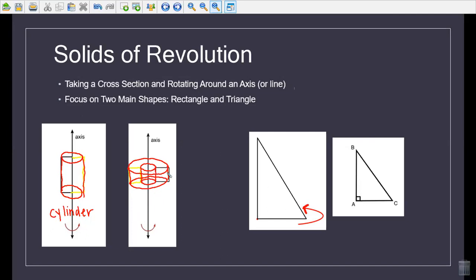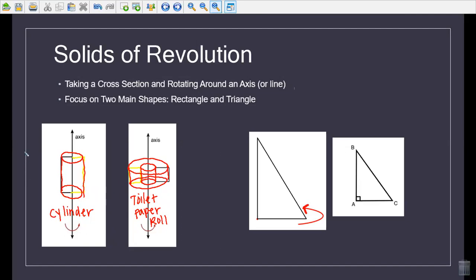So this is a cylinder with a cylindrical hole, but I call it a toilet paper roll, which is kind of ironic with all of the toilet paper issues we're dealing with right now. But this is a toilet paper roll, so it's a solid cylinder with a hole in the middle. A big cylinder with a little cylinder hole. Those are our two options if I rotate a rectangle, and we'll do some examples of that in just a minute.